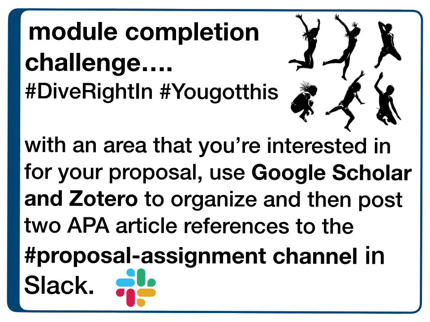I want you to take an area that you may want to do your proposal on, and I want you to use Google Scholar and Zotero to organize yourself, and then I want you to post 2 APA article references to the proposal assignment channel on Slack. And so that should be straightforward.